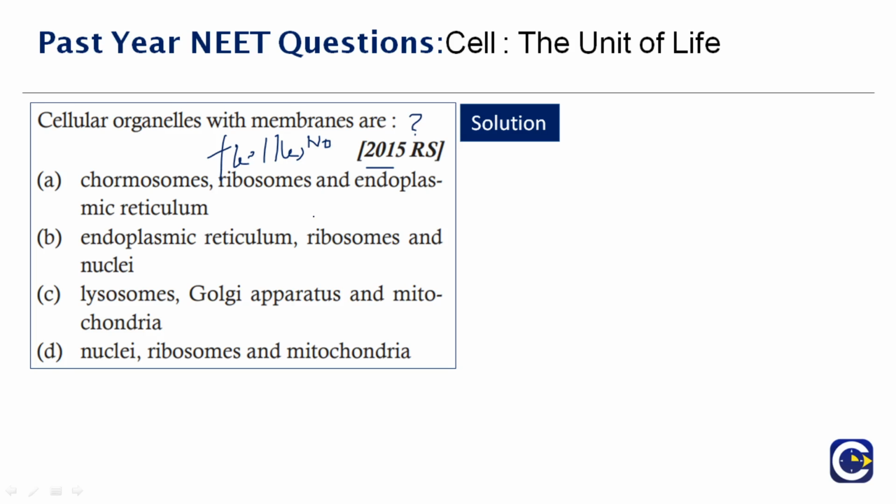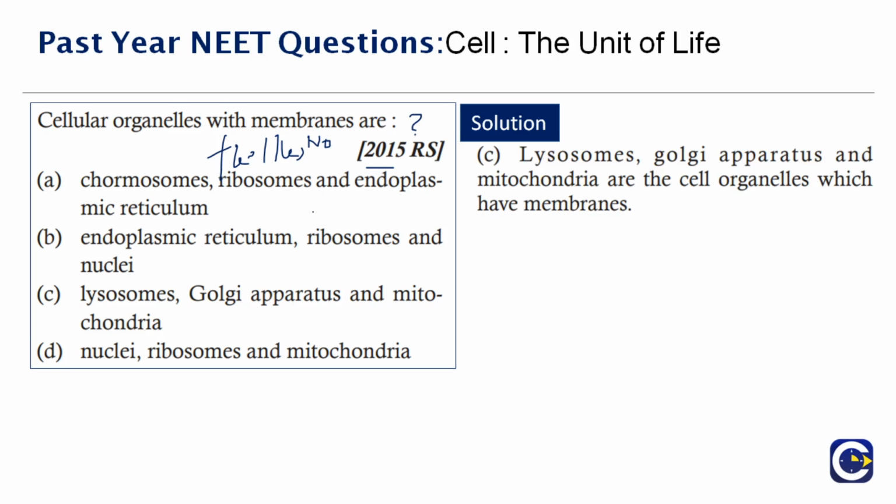Now I have almost given the clue. Therefore, the correct answer goes to option C, lysosome, Golgi apparatus, and mitochondria. Because in the first one, they have spoken about ribosomes. I told you ribosomes are membraneless organelles. Therefore, that will also not come. Option B, you have nuclei, which will not get that. And option D, you have the same problem with nuclei and ribosome. Therefore, the correct answer is option C.